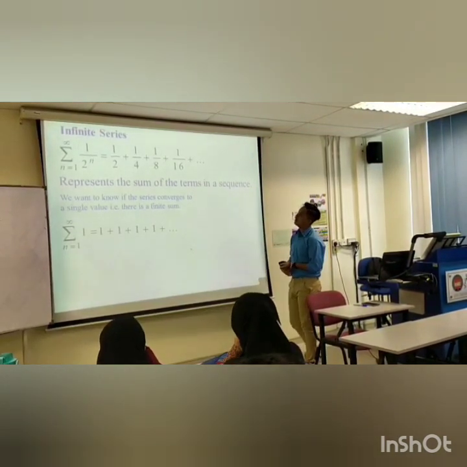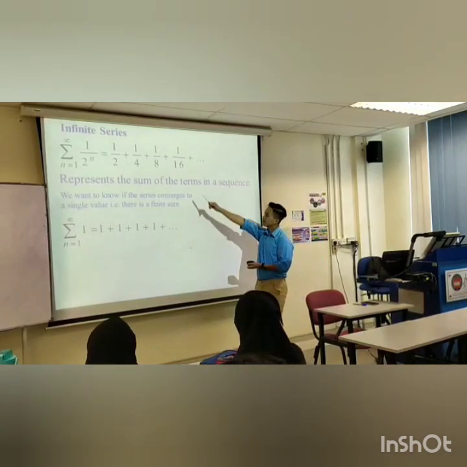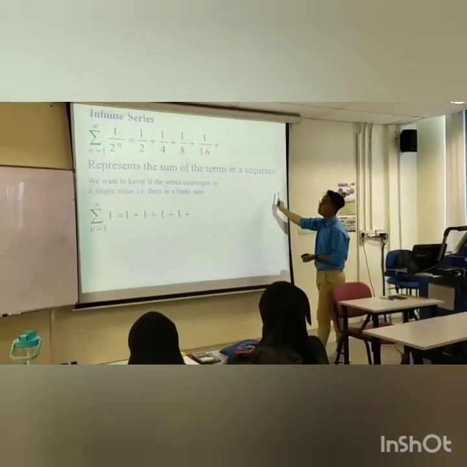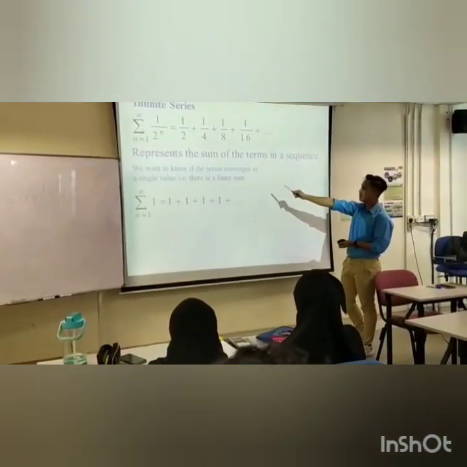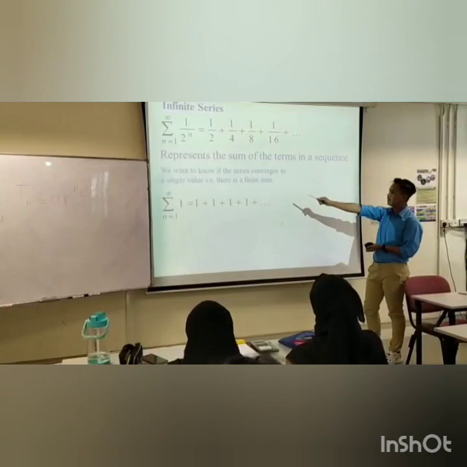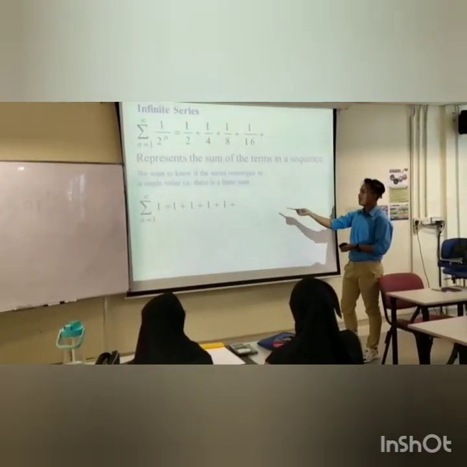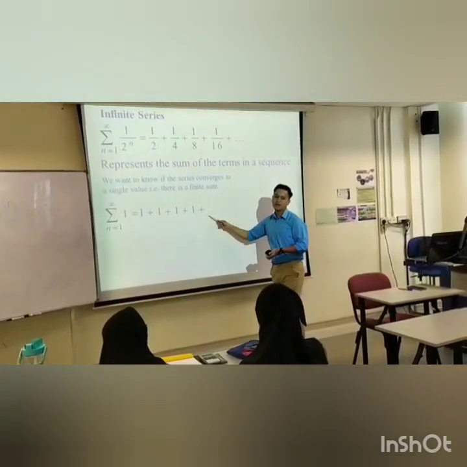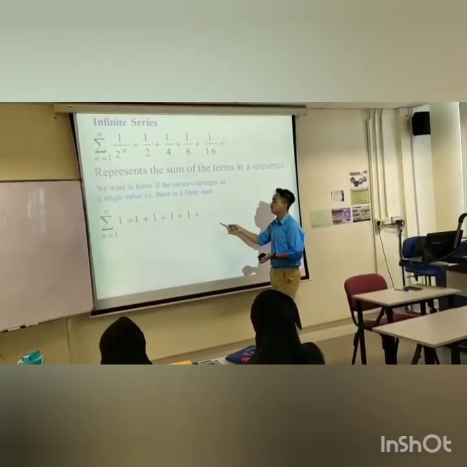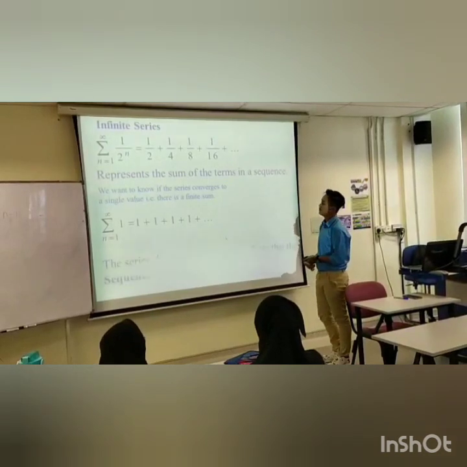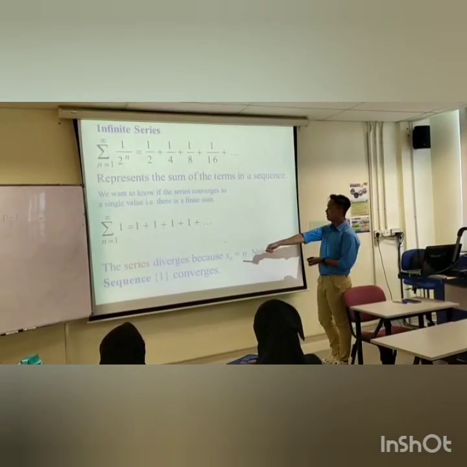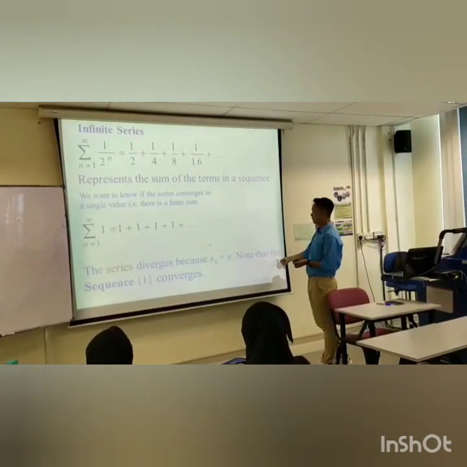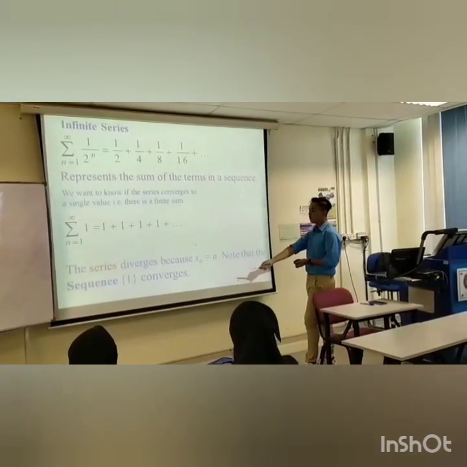Infinite series represent the sum of the terms in a sequence. We want to know if the series converges to a single value. There is a finite sum, like this one, the one I explained just now, the tree. It is somehow related to that. The series diverges because Sn equals n. Note that the sequence 1 converges.